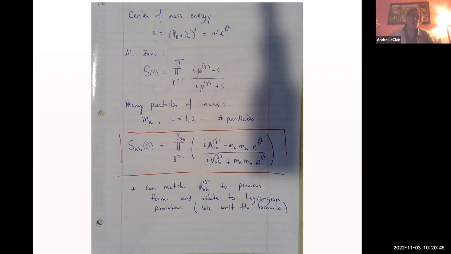Based on various constraints on S matrices coming from Lorentz invariance, causality, et cetera, Alyosha Zamolodchikov proposed a general form that satisfies the identity I wrote in the previous slide. It's a very simple function of s, the center of mass energy. It's manifestly unitary and satisfies all the properties you want, so you believe in this.